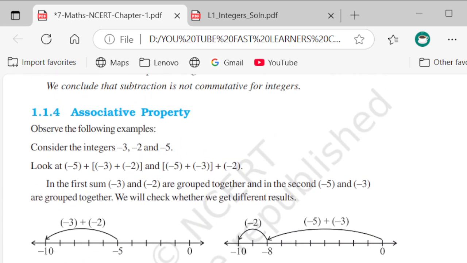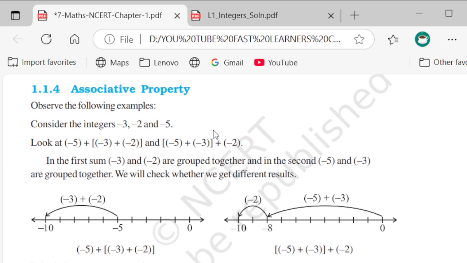So the next property is the associative property. The associative property says that if you take minus 5 plus, in bracket, minus 3 plus minus 2, then minus 5 plus minus 3, even if you change the grouping of the numbers, the answer is going to be the same. See, here it is nicely explained to you that here minus 1 and plus 1 and minus 7 is in a bracket. So minus 7 plus 1 will give you minus 6, and minus 3 plus minus 6 will give you minus 9.